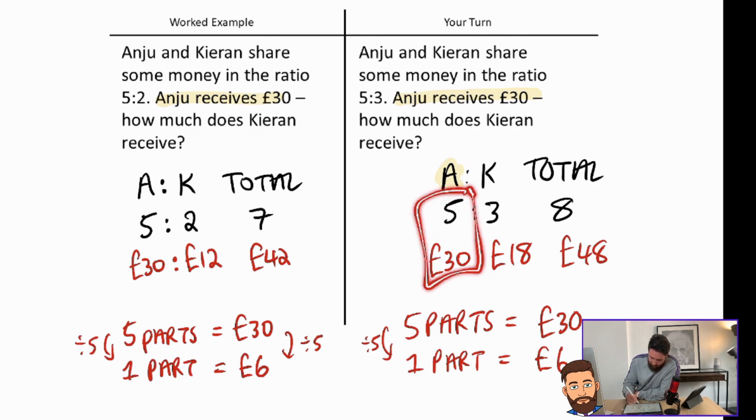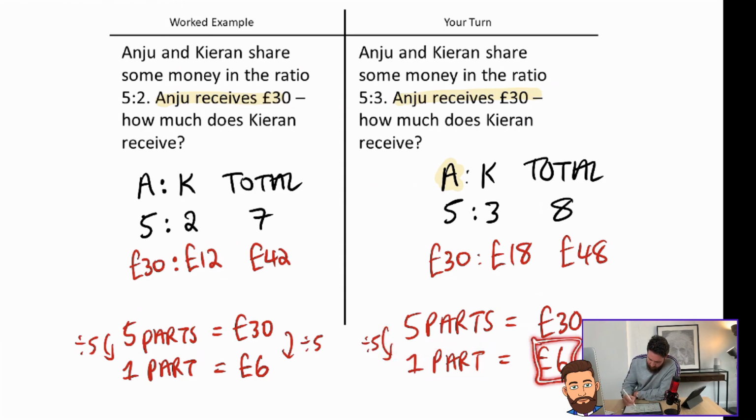That tells me that 5 parts equals 30. And we always want to find 1 part. 1 part is the key to the ratio. Because if you know what 1 part is, you can find any part. 1 part would be £6 because to divide both sides by 5 gives us 1 part.